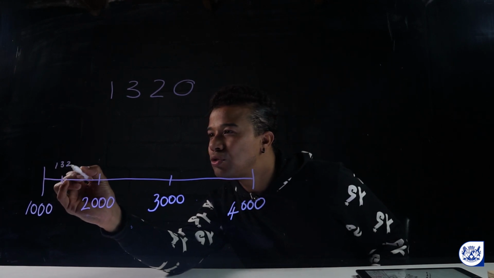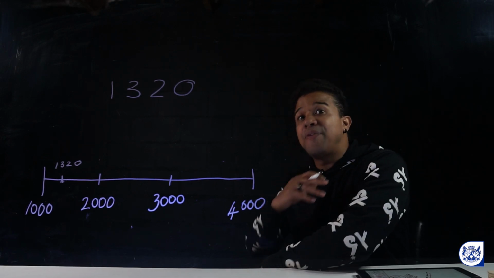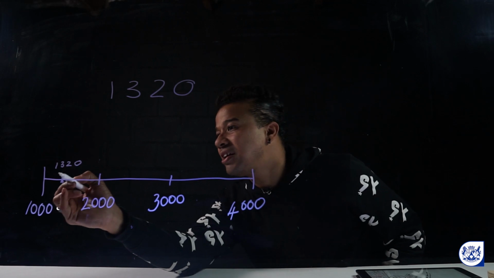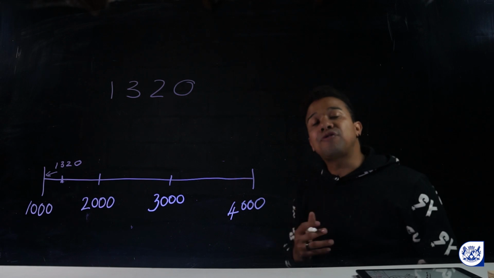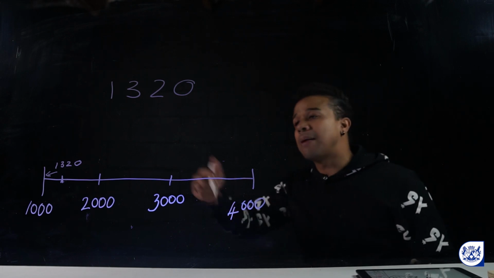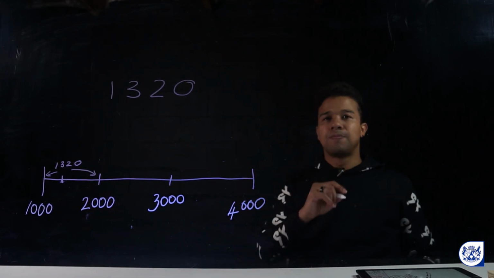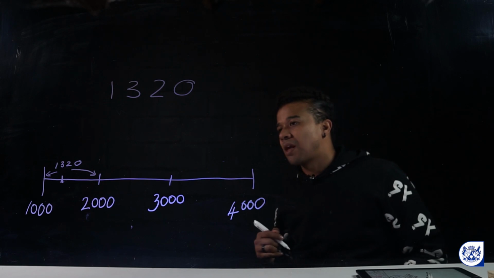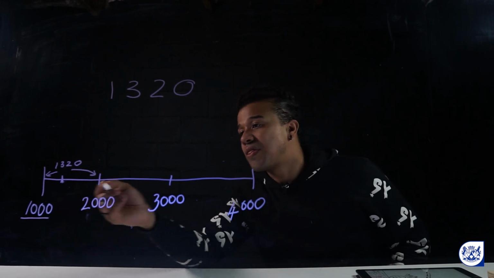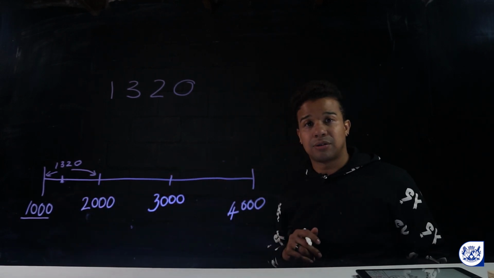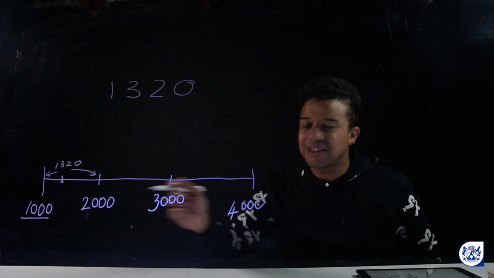1, 3, 2, 0. So the multiple of 1000 before 1320 is 1000. And the multiple of 1000 after 1320 is 2000. Okay? So now we can already see that the number 1320 lays closer to 1000 than it does to 2000. But again, let's use our rule to check if the answer we have here is correct.